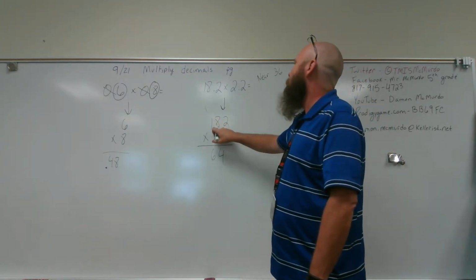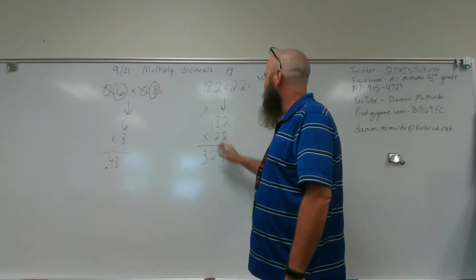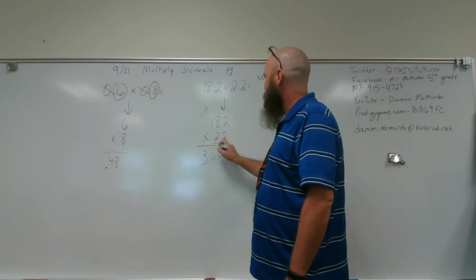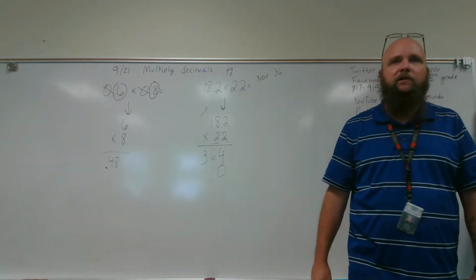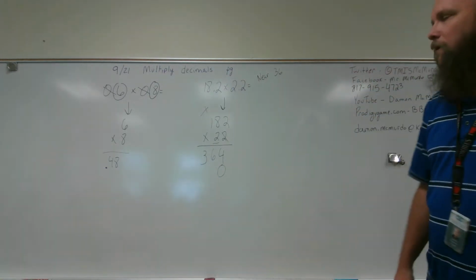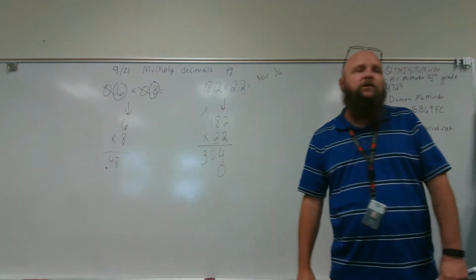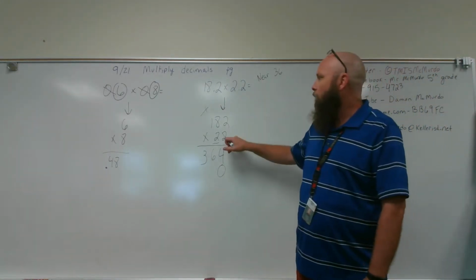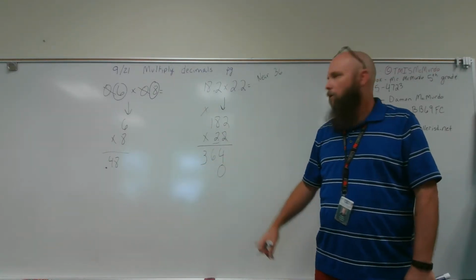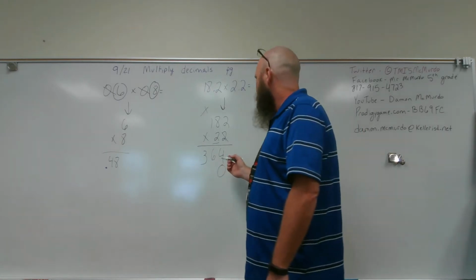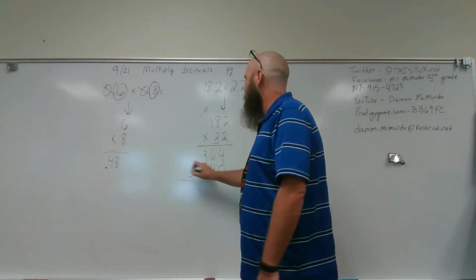2 times 1 is 2, plus 1 is 3. Now, since we're moving to the tens place, we're putting a 0 in the ones place. What Rhett was talking about is I've already multiplied 2 through here and know it's 364. So I just have to put the same number here, and I'm just moving it over one place.